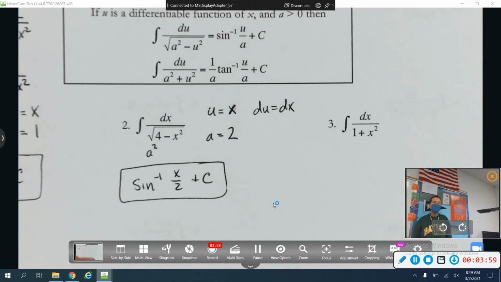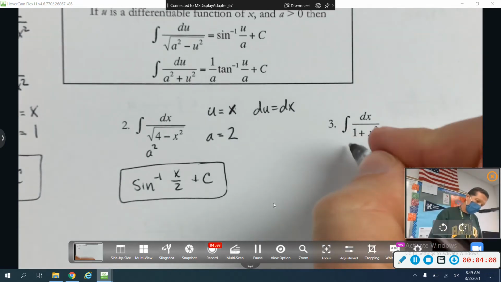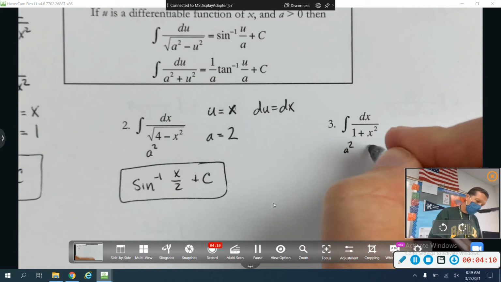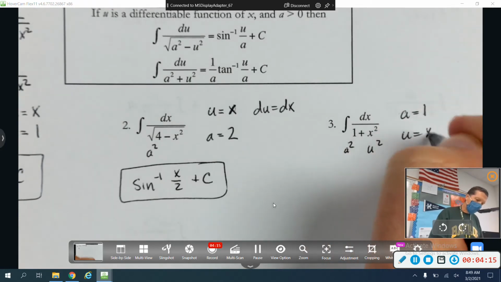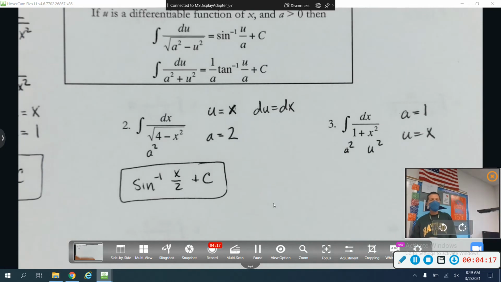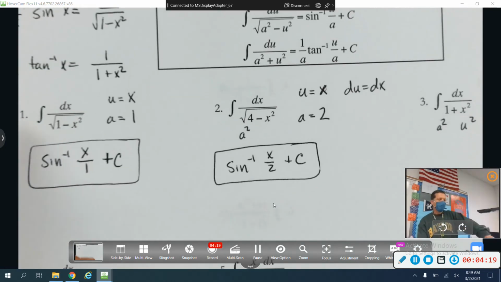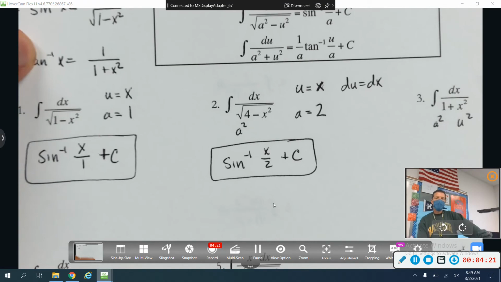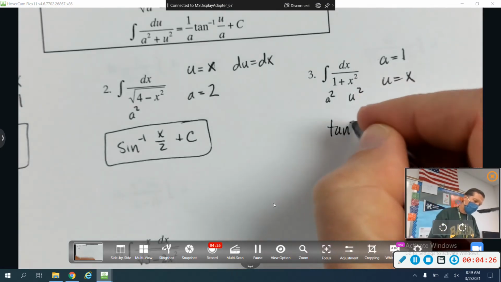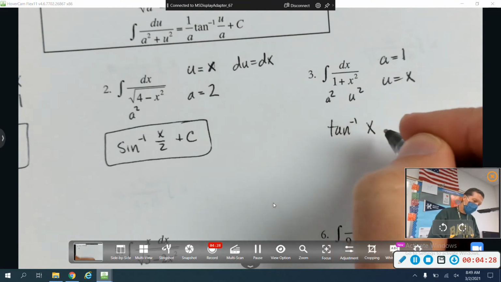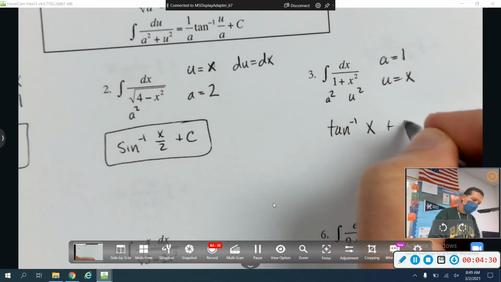Number 3. Does that look like inverse sine or inverse tangent? Tangent, right? There's no square root in there. And a would be 1 and u would be x, so this is a very straightforward one. In fact, we could almost look at the derivative rule over here and see that if we go backwards from that, we get inverse tangent of x plus c.